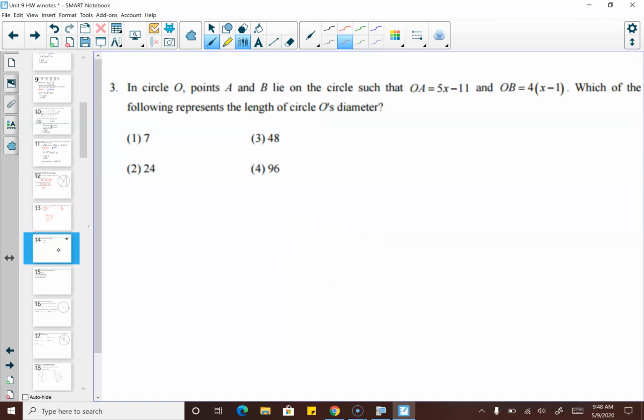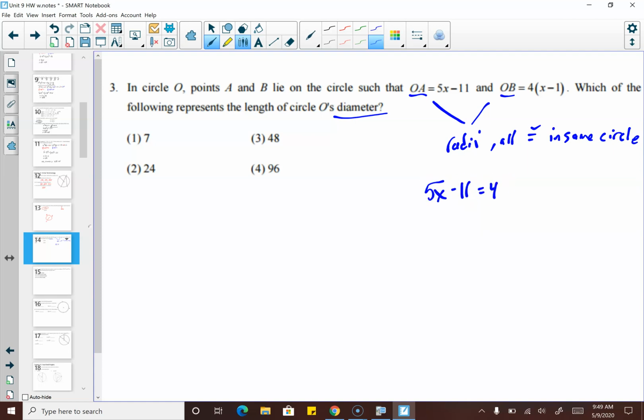In circle O, points A and B lie in the circle such that OA equals 5x minus 11 and OB equals 4 parentheses x minus 1. Which of the following represents the length of circle O's diameter? So be careful. So what are these both? These are both radii, okay, which are all congruent in the same circle. So therefore, we're going to take the two of them and set them equal to each other. All right, we'll start by distributing there. So 5x minus 11 equals 4x minus 4.